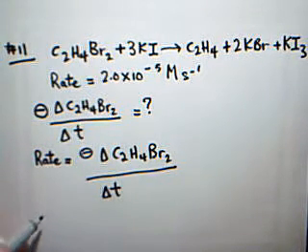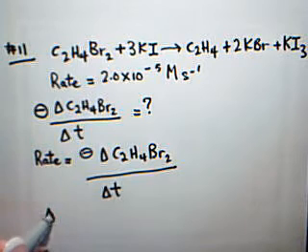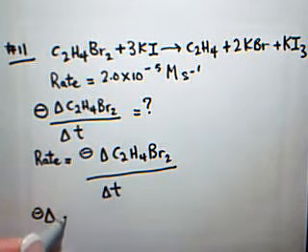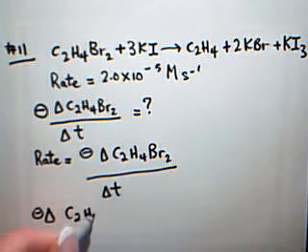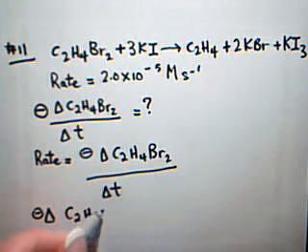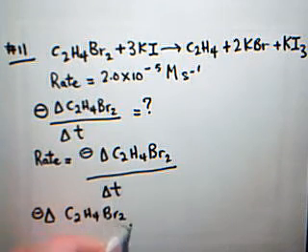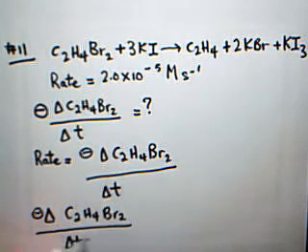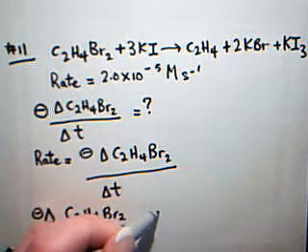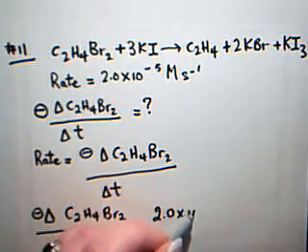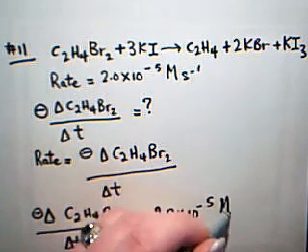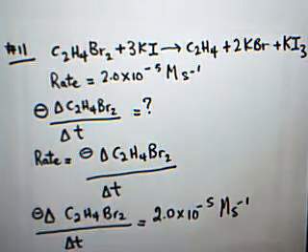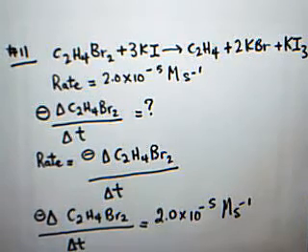And so the negative value of delta C2H4Br2, we're just going in circles here, is equal to the rate, which is equal to 2.0 times 10 to the minus 5 molarity times seconds to the minus 1.